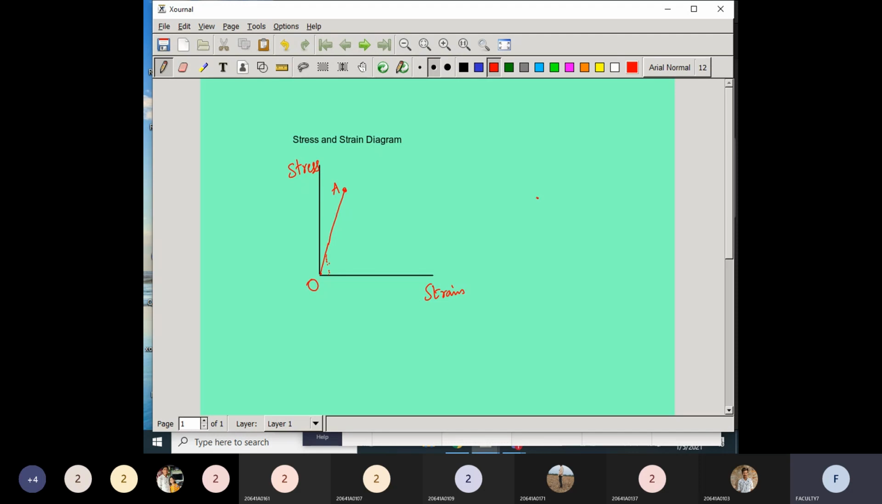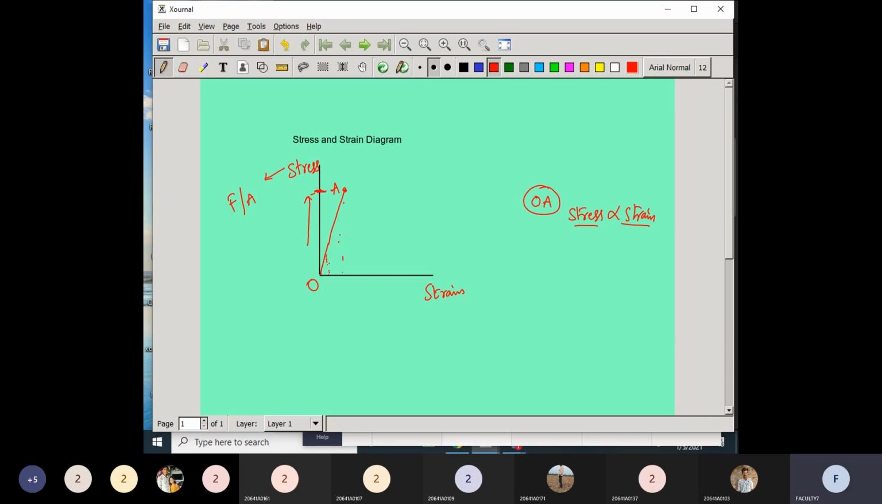Between point O and point A, you have stress proportional to strain. In this region between O and A, stress is proportional to strain. Up to this point I had applied the forces. Stress is given as force applied per unit area. So I'm increasing the forces here. As a result, you get an increase in the strain also.